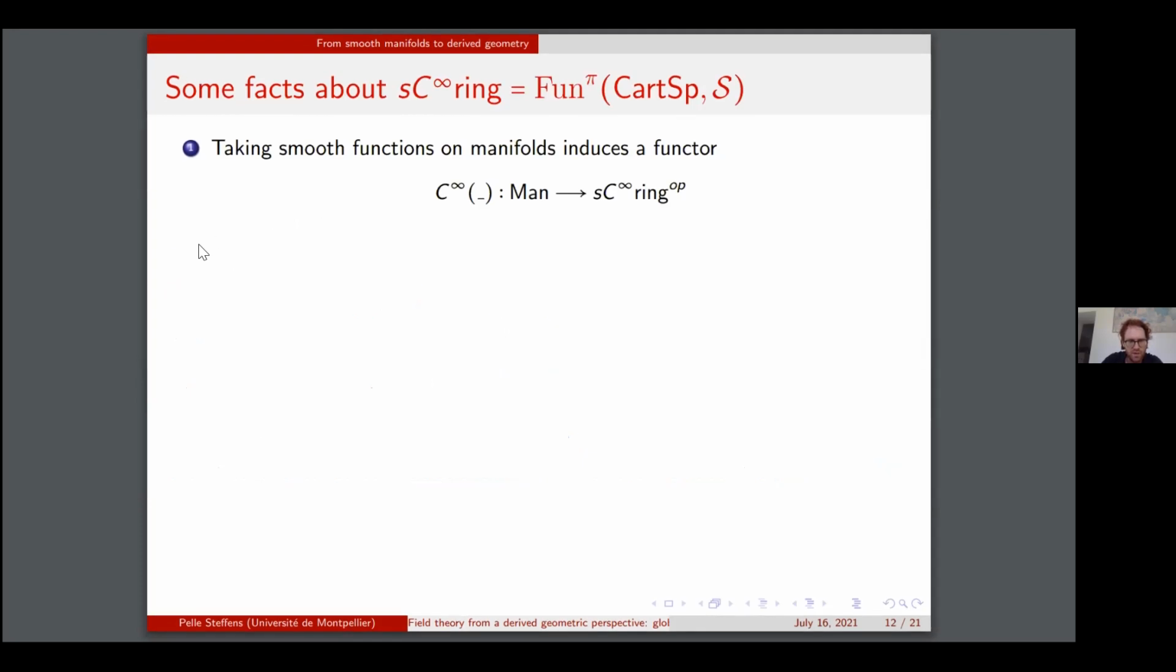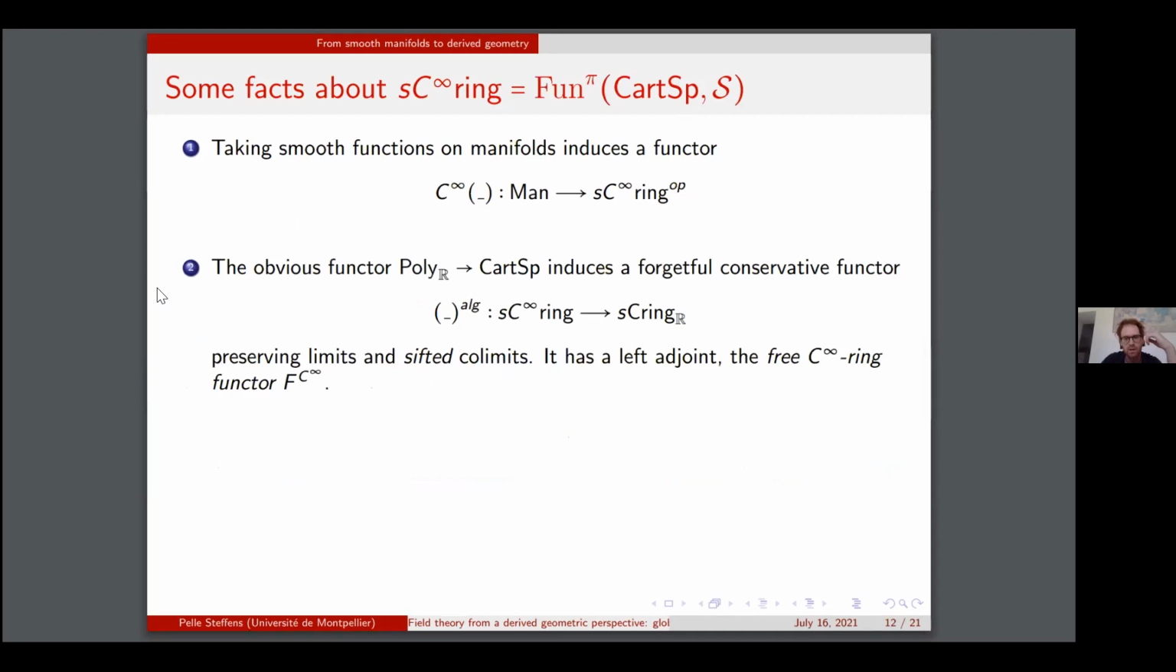So here are some facts about this infinity category that we just defined. There's an obvious functor taking manifolds to these simplicial C-infinity rings, by just taking smooth functions. If you take smooth functions on a manifold, you can then compose with any smooth function on Rn. Like I said, you can forget this extra C-infinity structure and just obtain an underlying commutative R-algebra, which reflects equivalences, preserves limits, and sifted colimits.